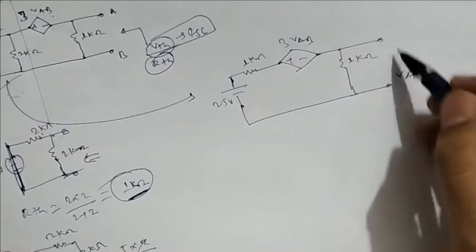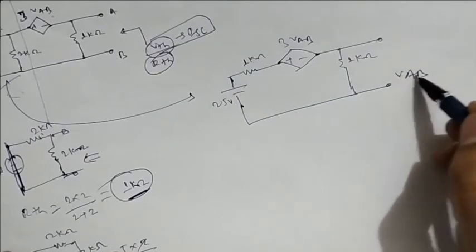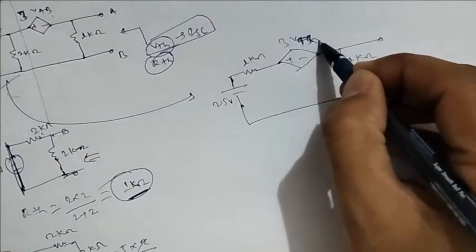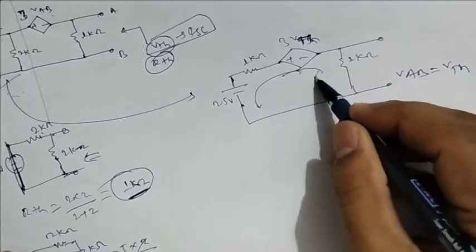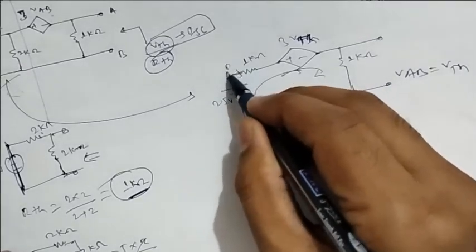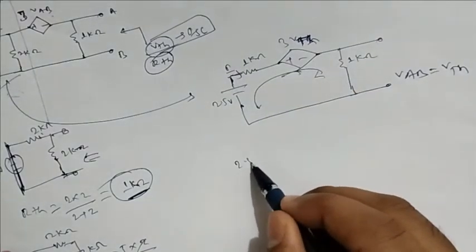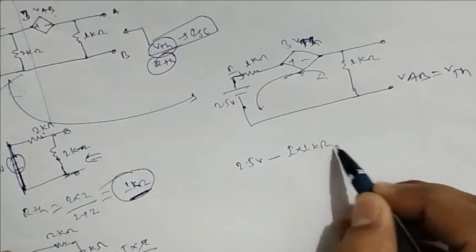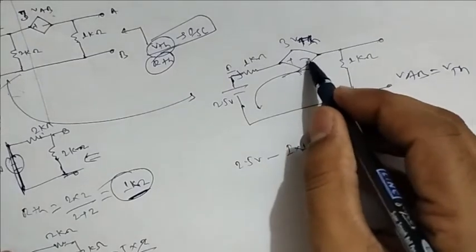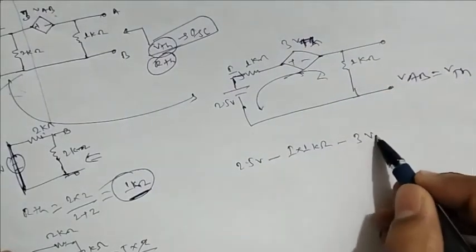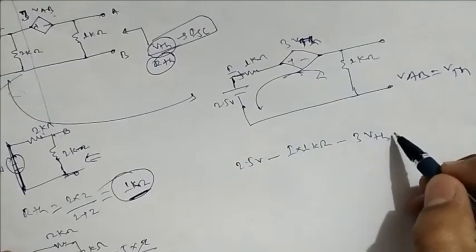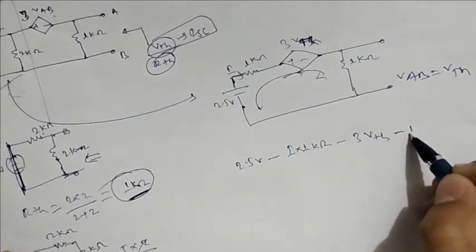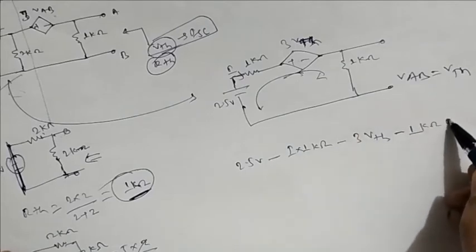Now this is the real VThevenin we need to find, so writing VAB equal to VTH. Now this will be VTH. Now applying KVL across this one. Suppose current I flows over here. Now 2.5 volt minus I into 1 kilo ohm minus, this is plus minus 3 VTH, and then again here it will be minus 1 into 1 kilo ohm into I.